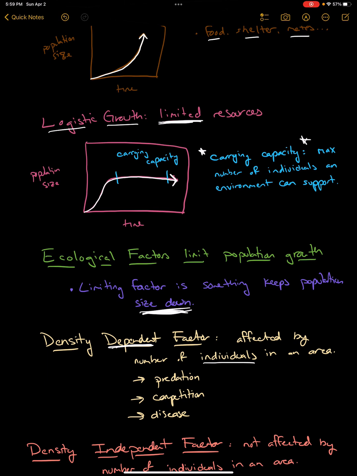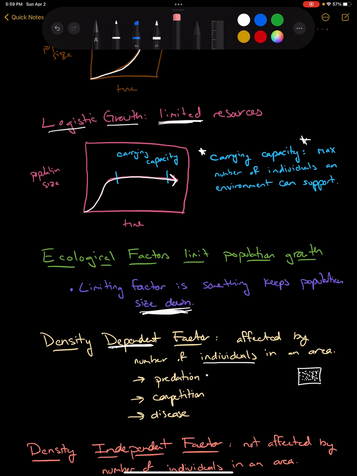So predation would be a density dependent factor, because if I had within my habitat a ton of organisms, then predation is going to be dependent on it, right? But if I have very, very few organisms within that area, then predation is not so much a factor, right? So that's just a dependent factor. Or competition, the more organisms I have, the more competition I have.